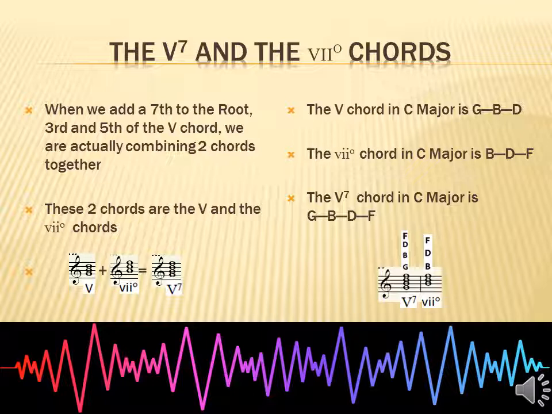The 5 chord in C major is G, B, D. And the diminished 7 chord in C major is B, D, F. And the 5-7 chord in C major is G, B, D, F.